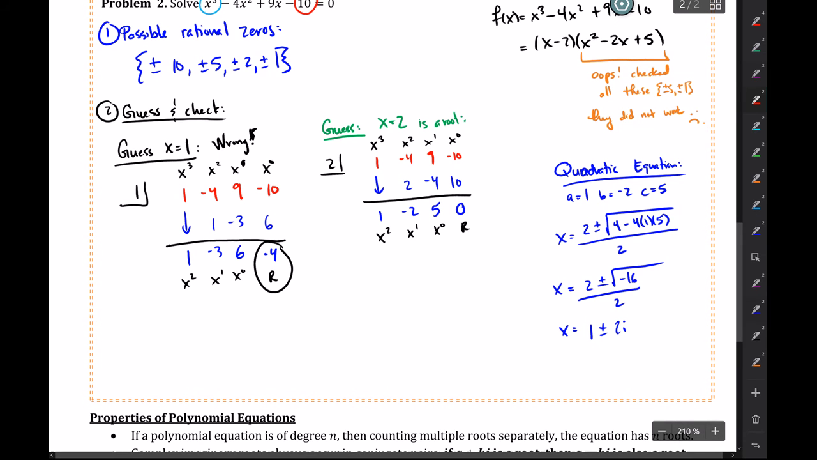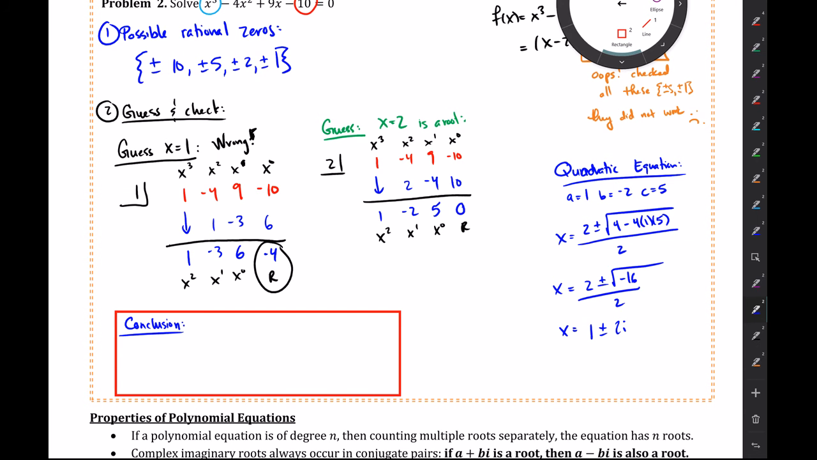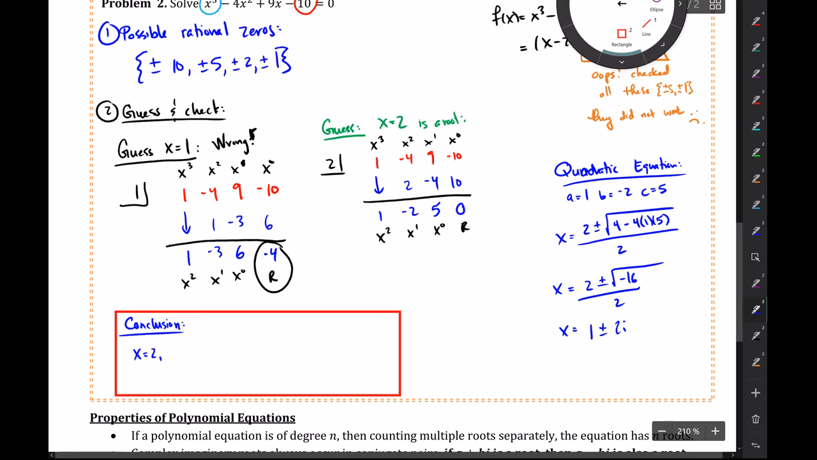So the takeaway here, or the conclusion, is that I have 3 roots. Only one of them is a rational number. The other 2 are complex. So the conclusion is x equals 2, x equals 1 plus 2i, and x equals 1 minus 2i are the roots of f of x.